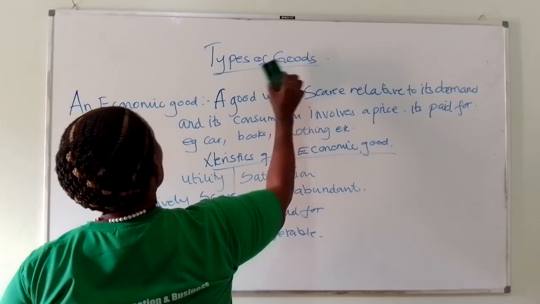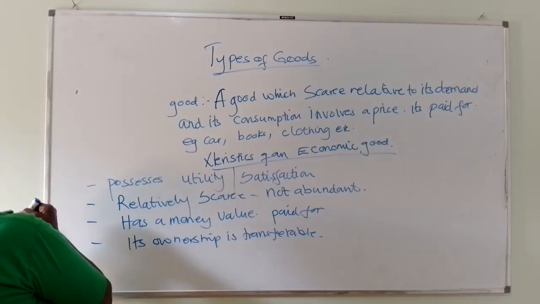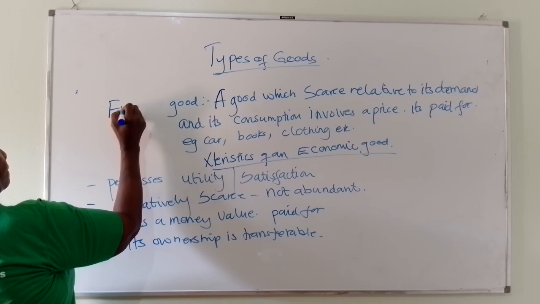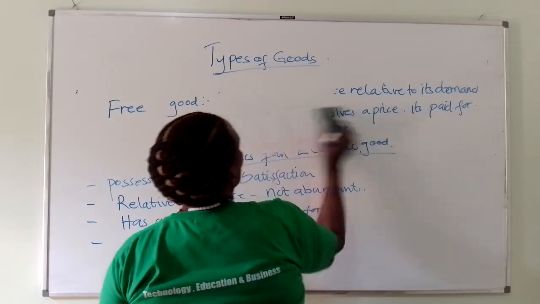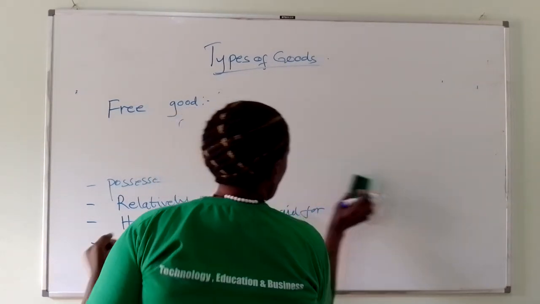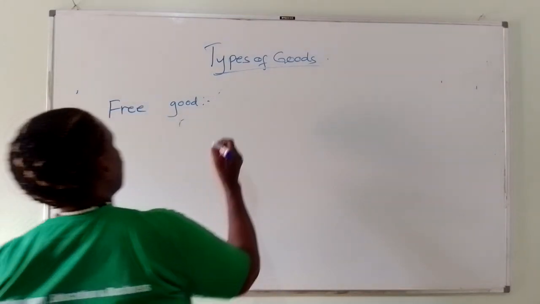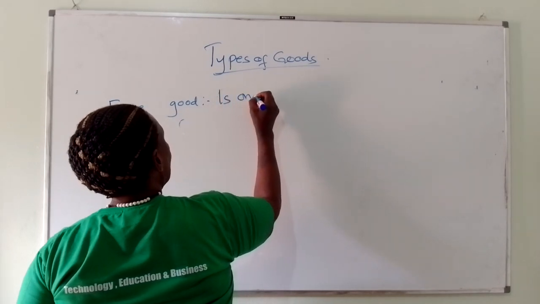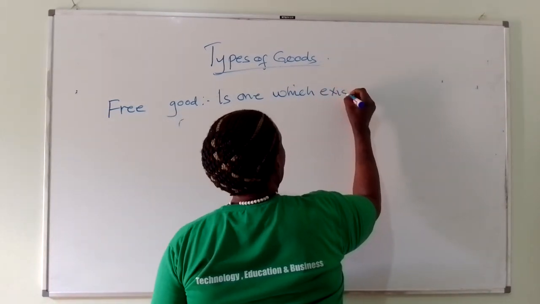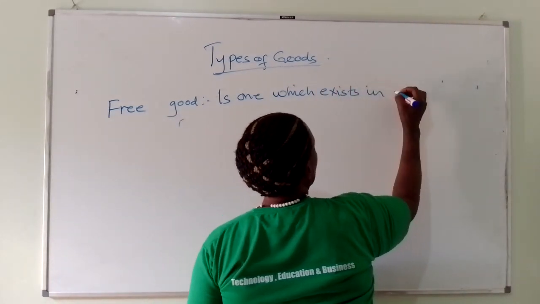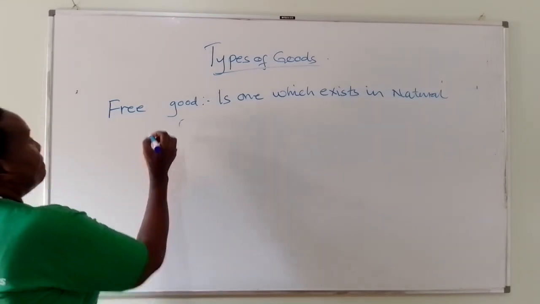And if a good is not economic, then you can say it is a free good. Anything which you don't buy, then it is free. So how do we define a free good? A free good is one which exists in natural abundance.